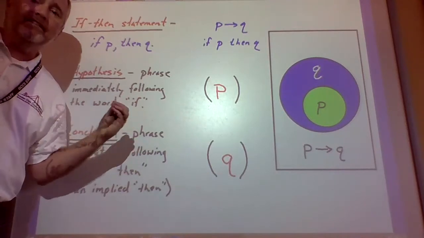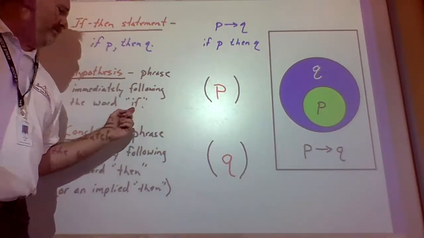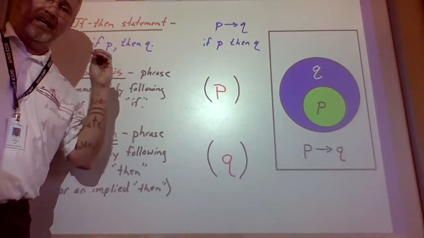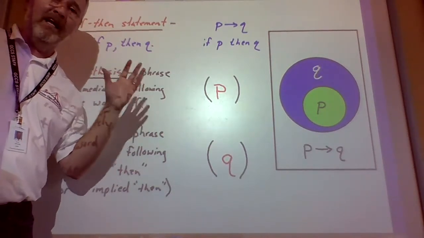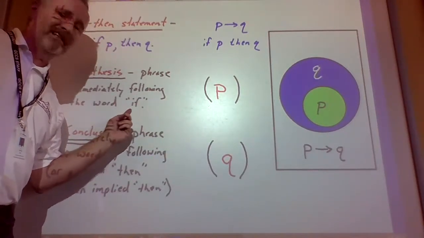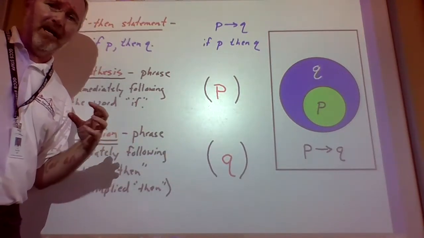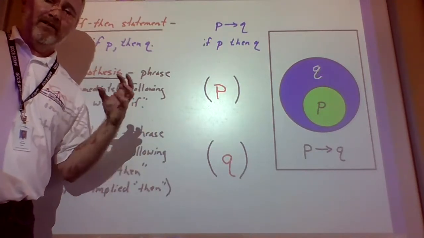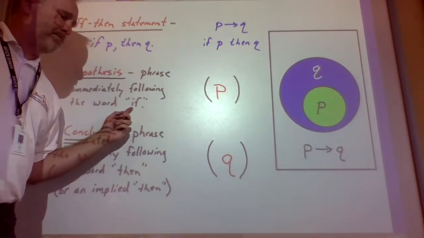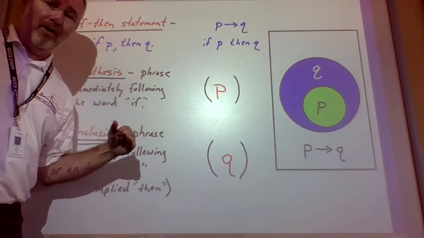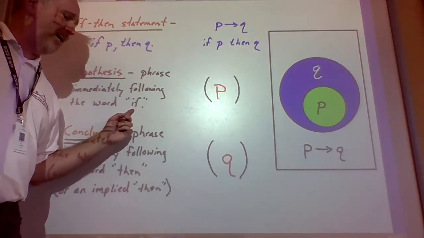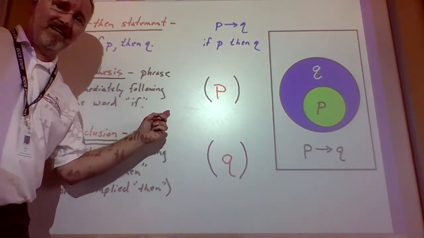Now, please don't think that the word if is part of the hypothesis. It's not. It's like the sign saying, hey, get ready, here comes the hypothesis. I'm not part of the hypothesis. I'm just letting you know it's about to happen. All right. So on the test, one of the answer choices will have the word if in there as part of the hypothesis. Don't pick that one, because if is just letting you know, hey, here comes the hypothesis. I'm not it. It's the stuff after me.